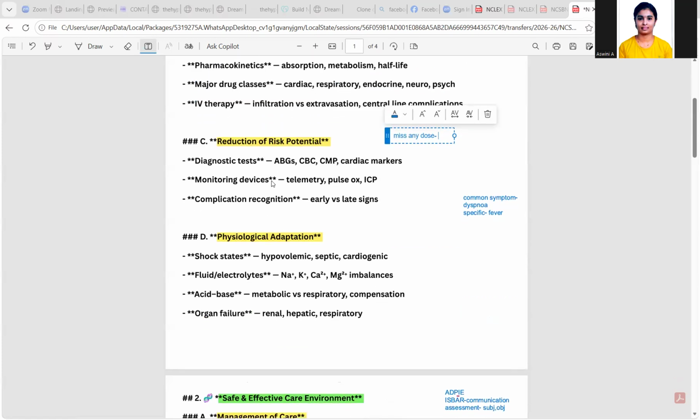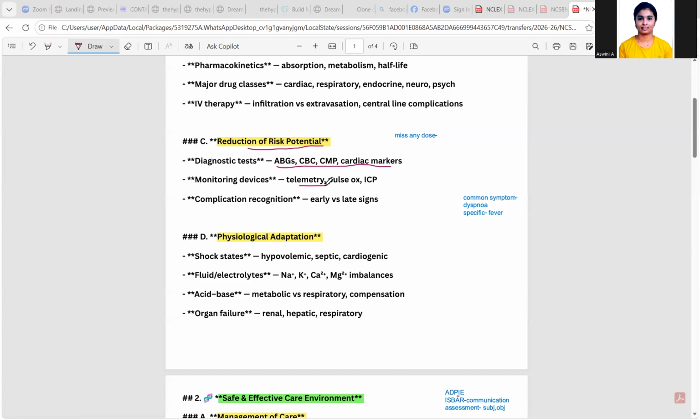Next one is reduction of risk potential. Reduction of risk potential means the reduction of complications. Complications means how we can identify that a client is going into a stage of complication by monitoring the ABG, complete blood count, specific markers, cardiac markers, and some monitoring devices like telemetry. Telemetry means we are monitoring the ECG of the client.